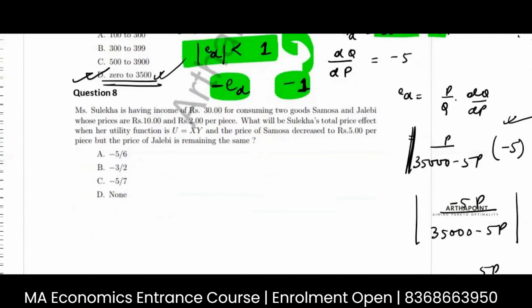Just remember that if you take this, then you put this. If you take an absolute value, then you put this. By definition, because we always remember inelastic demand as elasticity less than 1, I find this to be better.